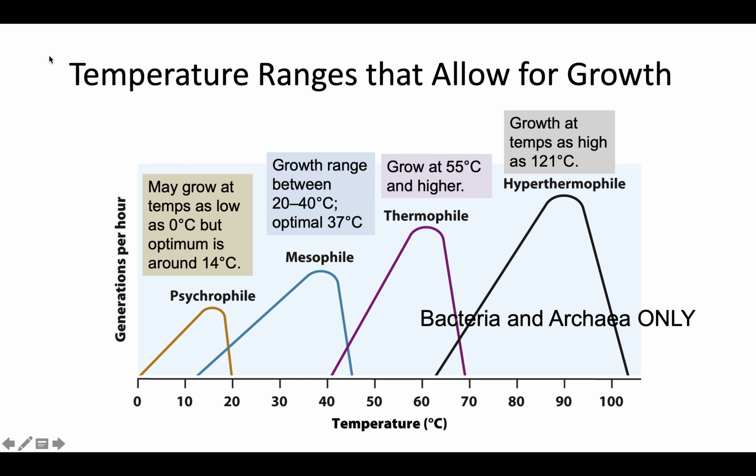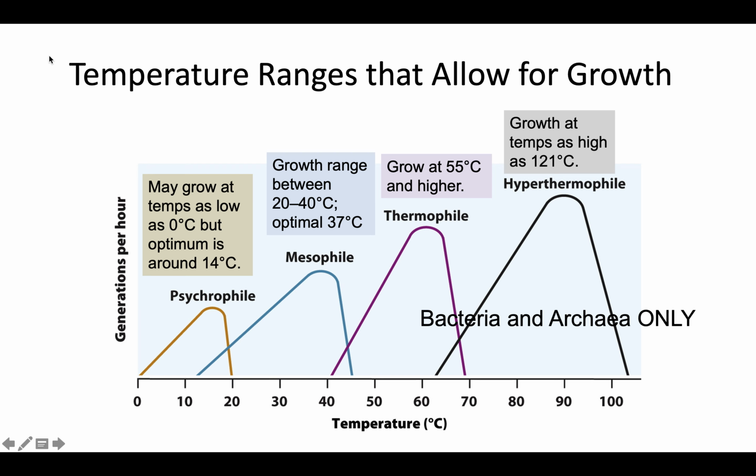Now we've got the thermophiles, the next group. They grow at a little higher temperatures, 55 degrees Celsius and higher. So they grow between about 40 and 70 degrees Celsius. They like it a little warm. And then finally, growth at temperatures as high as 121.